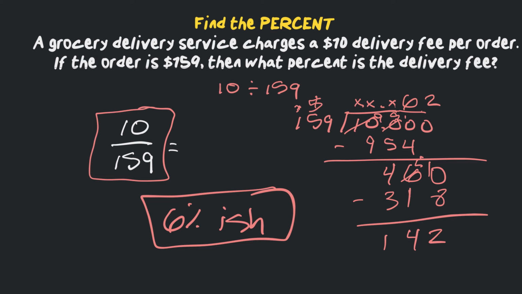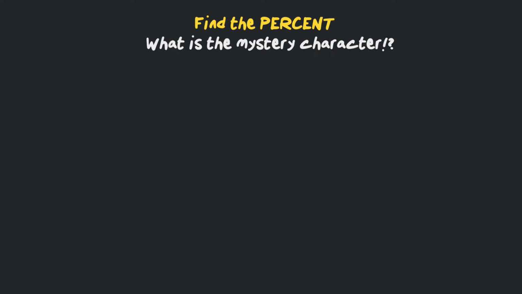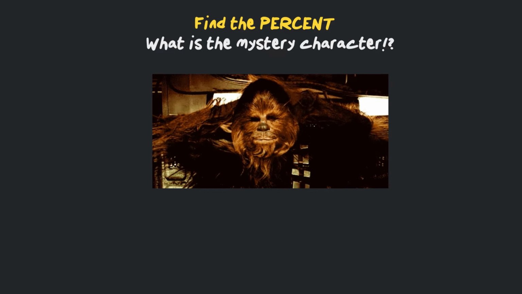All right. Let's check the next one. Ooh, what's the mystery character? All right, we did it. We're done with all 6 problems. Awesome. All right, see if you can figure out what the mystery character is. Did you guess Chewbacca? Because there he is.